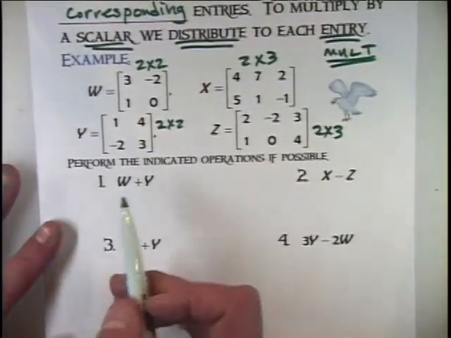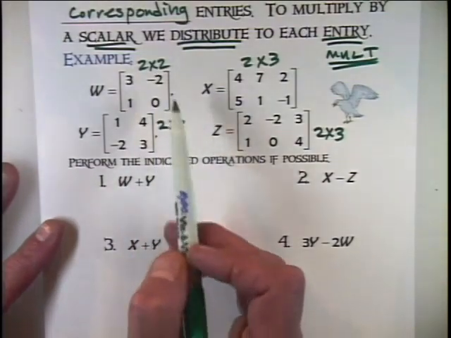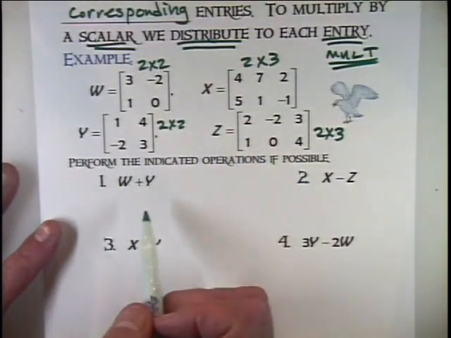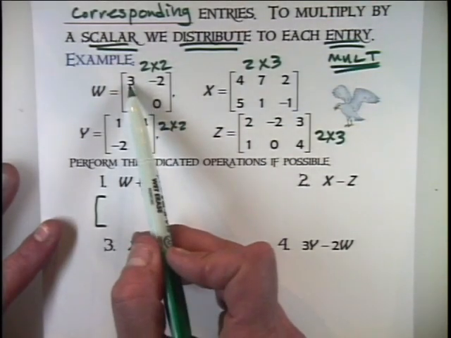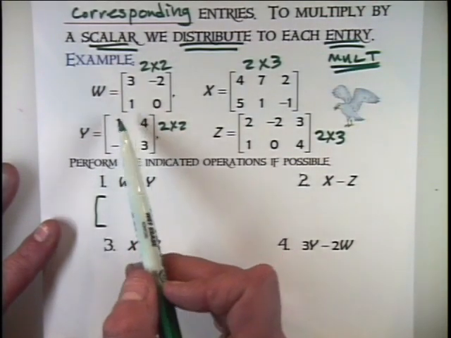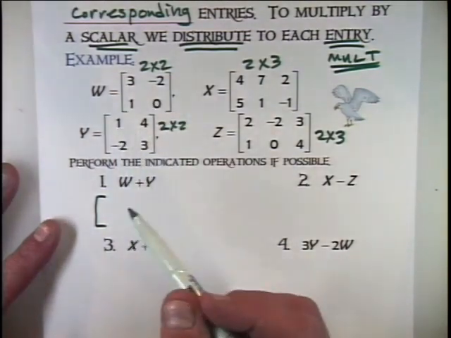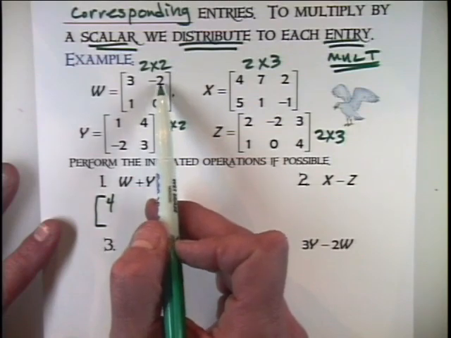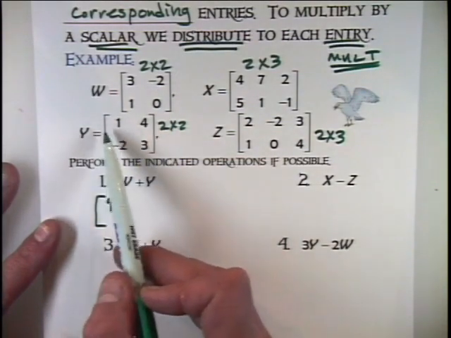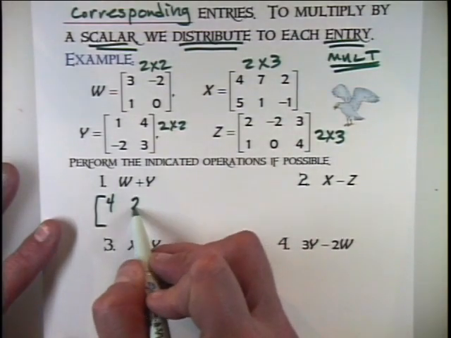So let's try this. Let's try adding matrix W to matrix Y. It works because they're exactly the same. So how do we add two matrices? Well, we will add their corresponding positions. So let's look at the first row, first column of W. It's a 3. And we add that to the first row, first column of Y. So 3 plus 1 is 4. And now we move on. First row, second column is a negative 2. And we get the first row, second column is a 4. So 4 plus negative 2 is 2.